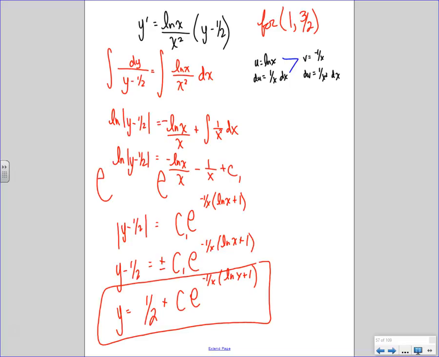Do you guys see why I did the initial condition of 1 and 3/2? Yep. Because then when you plug in, I would have 3/2 equals 1/2 plus c e to the ln of 1 is 0 plus 1 is 1 times 1 over, that'd just be negative 1. So I'd subtract the 1/2, c over e. So e equals c. That would have been a nice one. That wouldn't have been too bad.